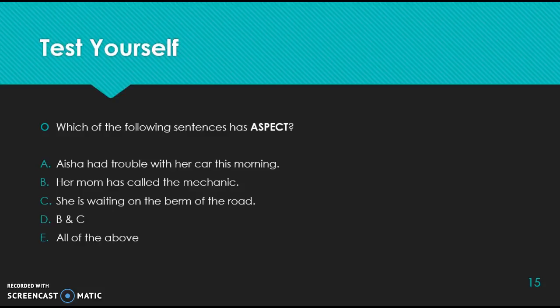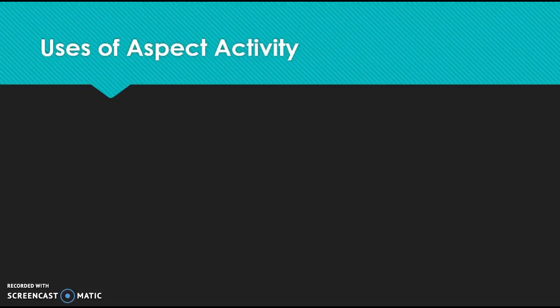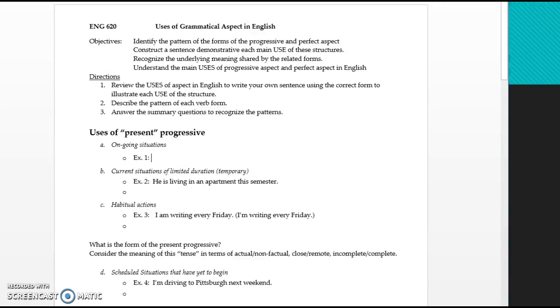Okay, in this one, the answer is D, only B and C. A does not have aspect because there's only one verb, the had, and that's being used as a lexical verb. Okay, now let's move on to the uses of aspect. Last time we went over the different ways we use progressive, and now we're going to go through the perfects.